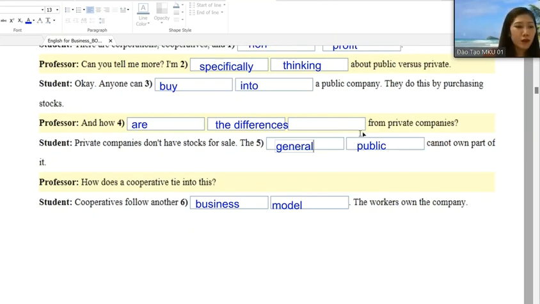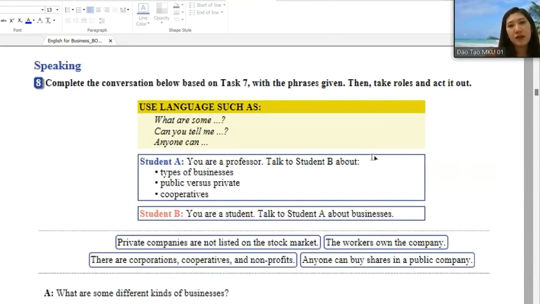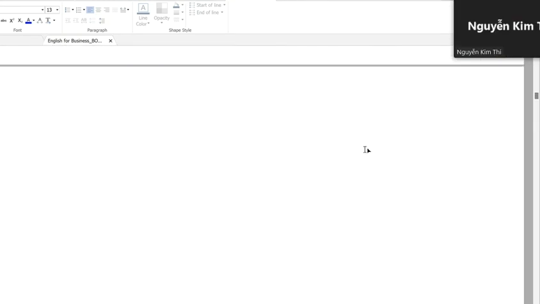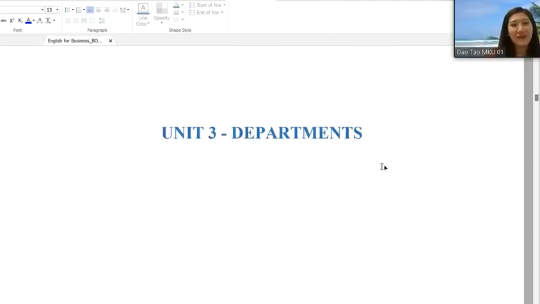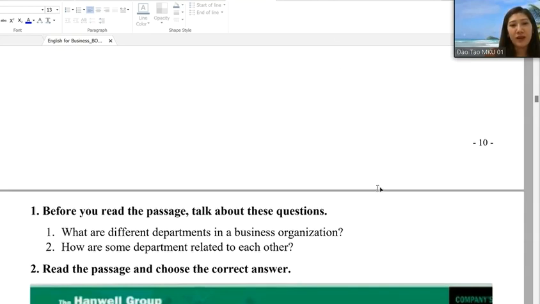So finish, everyone. Can we move to unit number 8? We don't need to do exercise number 8 because it's very, very easy. Miss, I think we need time to absorb the knowledge from you this morning. Okay, thank you. So now we move to unit number 3, departments. So look at the first two questions and tell me your answers. What are different private departments in a business organization? And how are some departments related to each other?